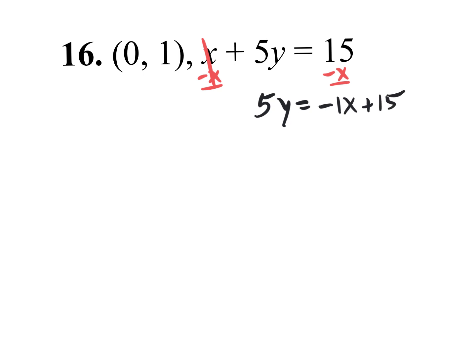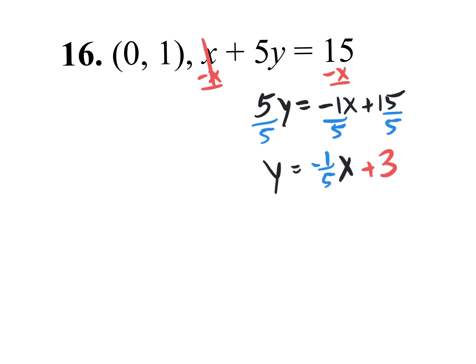You don't have to put the 1. You could just put negative x. Final step would be to divide by 5, divide by 5, divide by 5. The reason why I put the 1 there is because your slope is going to end up being negative 1/5 right there. So here it is. y equals, the slope is negative 1/5 x plus 3. Plus 3 because 15 divided by 5 is 3.